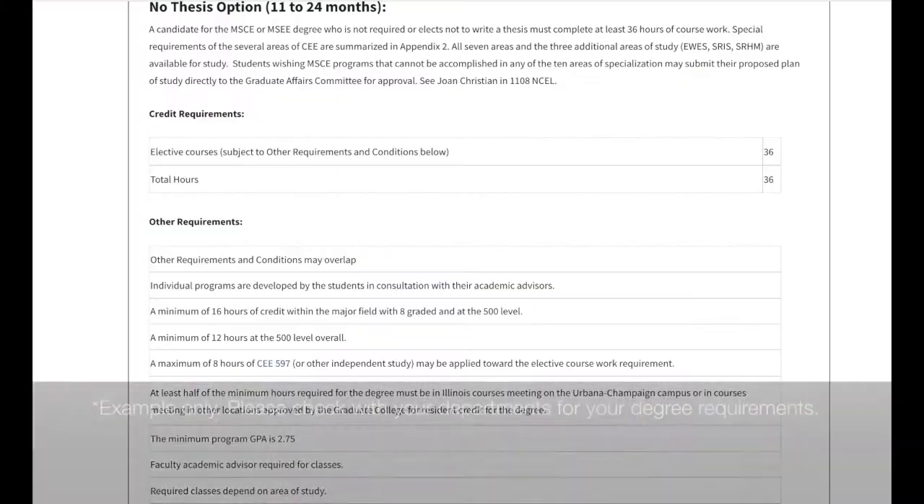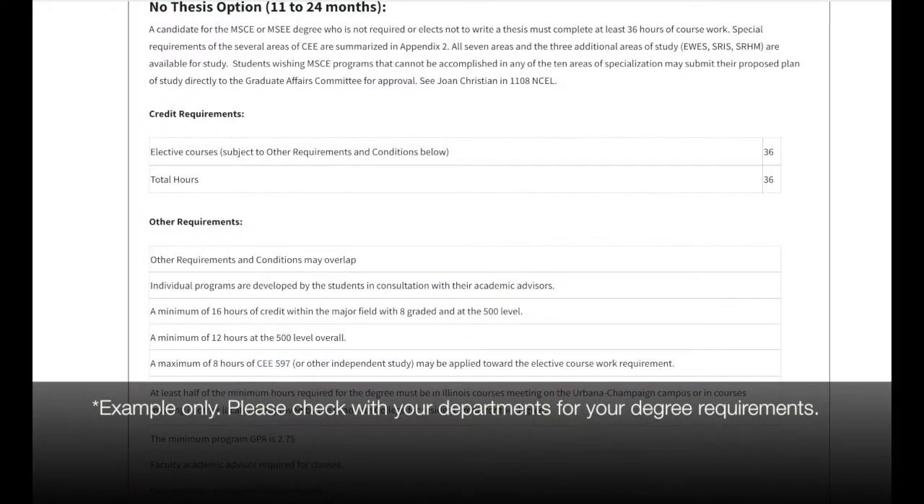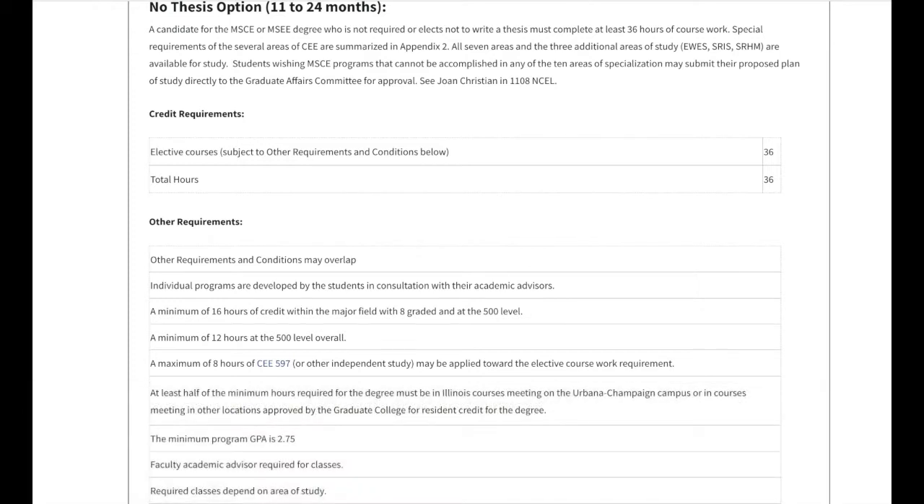You want to read the requirements carefully. For example, in my degrees, I have very specific requirements on what the mandatory classes are that I have to take in order to get a construction management concentration.